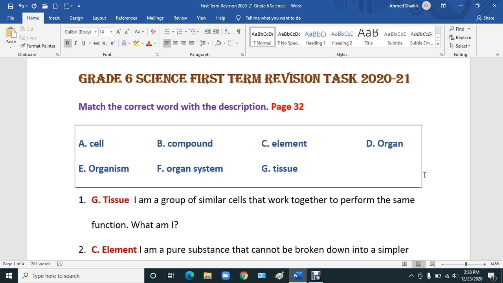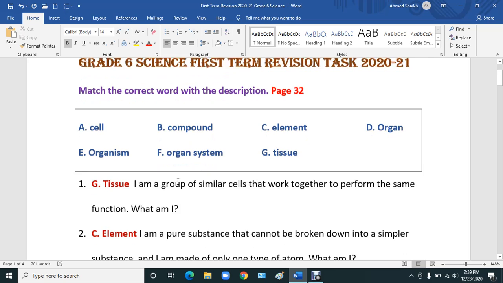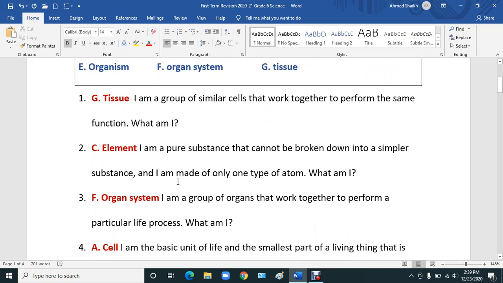This video is particularly based on four pages from your workbook, particularly page numbers 32, 34, 50 and 74. So dear boys, let's start the video with the first question, that is, match the correct word with the description. The words given to you in the box are: cell, compound, element, organ, organism, organ system and tissue. These words you are going to use in the different sentences which are given here.